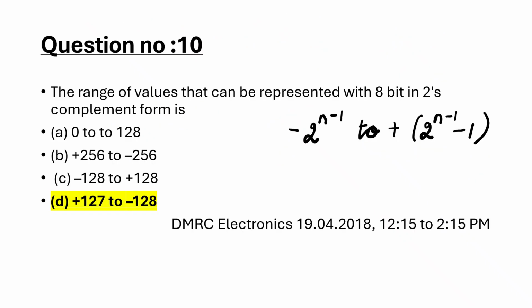And then question number 10 is the range of values that can be represented with 8 bits in 2's complement form. To find the range of 2's complement form, the formula we have to use is minus 2 power n minus 1 to plus 2 power n minus 1 minus 1. If we substitute n is equal to 8 in this formula, we will be getting minus 128 to plus 127. The option here is D.